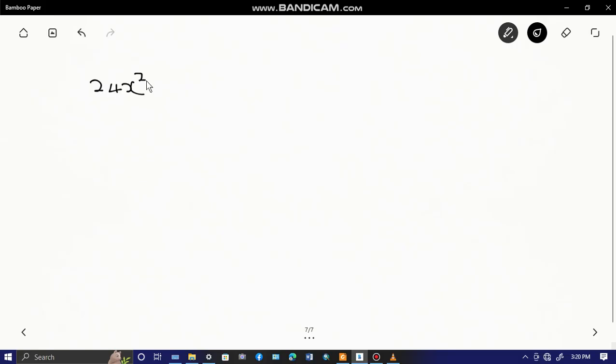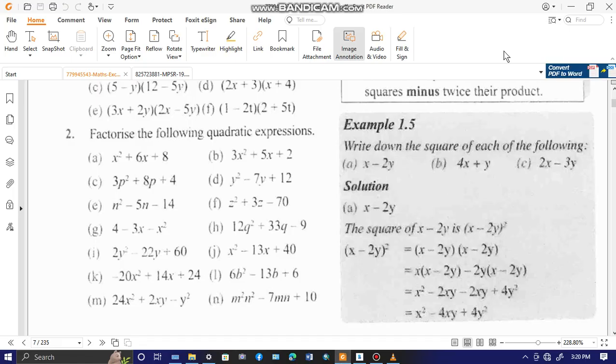24x squared plus 2xy minus y squared. To factorize this expression, we're going to multiply this and this together.